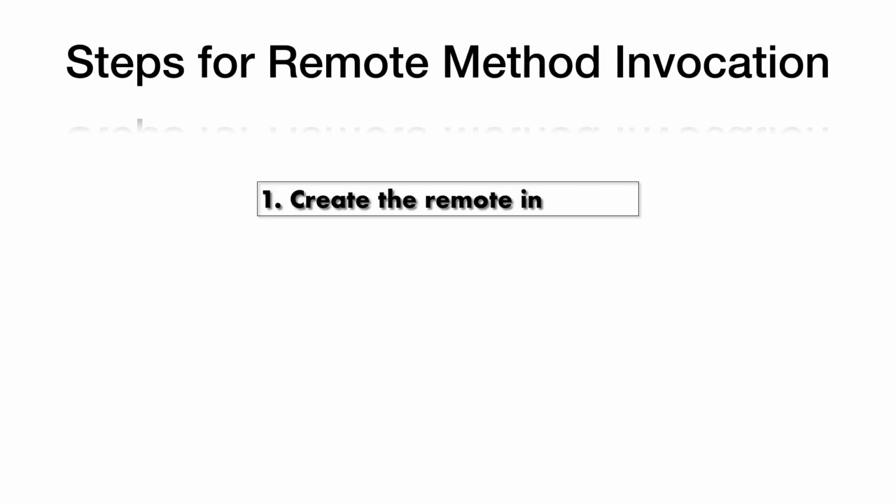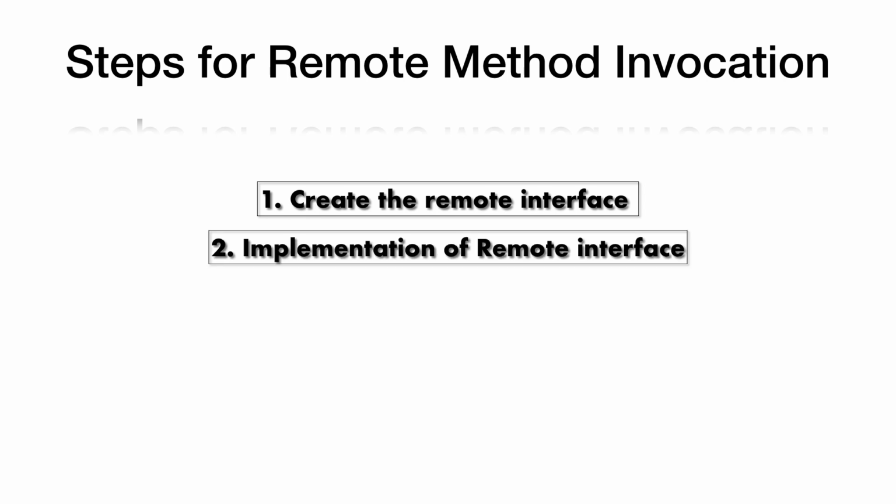Now let's see the steps for remote method invocation. The first step is creating the remote interface. Here, creating a remote interface is nothing but creating a Java file with an interface. Second, implementation of the remote interface. Implementing the remote interface is nothing but creating another Java file that implements the interface created in the first step.